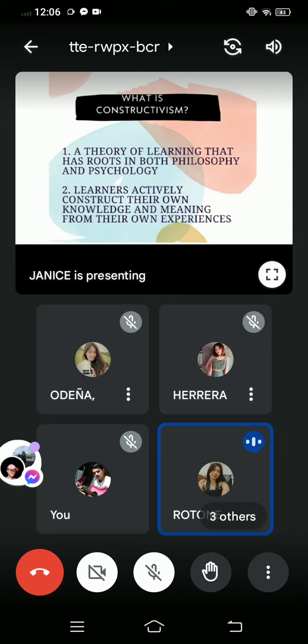What is constructivism? A theory of learning that has roots in both philosophy and psychology. Number 2, learners actively construct their own knowledge and meaning from their own experience. Ang constructivism daw po ay isang teorya na nagsasabing ang mga mag-aaral ay bumubuo ng kaalaman. They make their own representation and provide a new information to their knowledge.